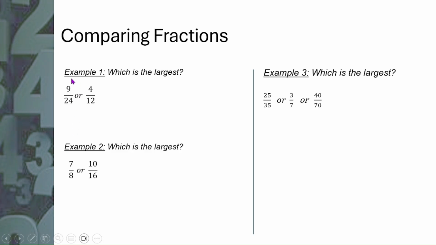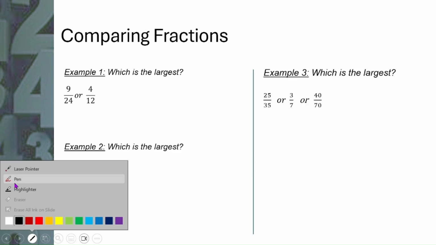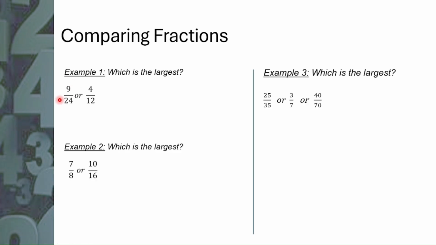Now, if I look at the very first fraction, 9 over 24, I could divide 24 by 2 to get to 12, so we'd have the same bottom number. But that means I have to divide the top by 2 as well to get 4.5. Since that would be a decimal on top, that's not something we can do, so that's not our option. Can't change this one. I have to focus my effort on changing this one. So to turn 12 into 24, I would times it by 2, which means I also have to times the top by 2 to get 8 over 24.